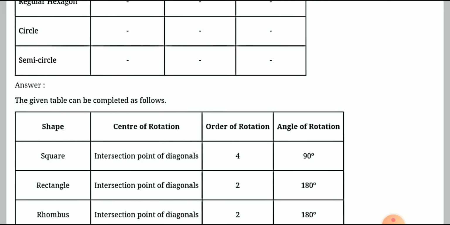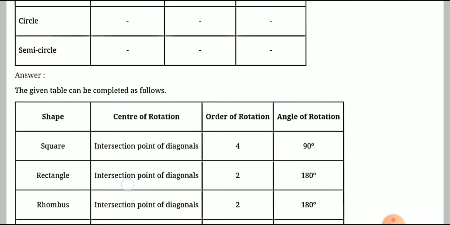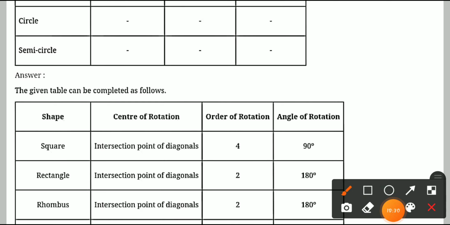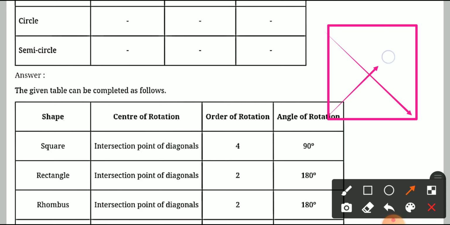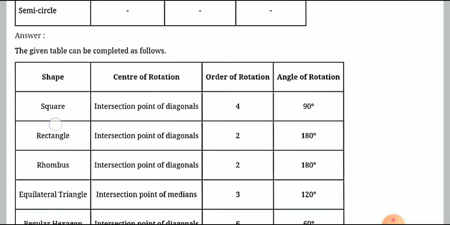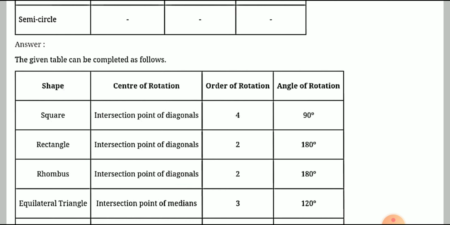Whereas if we talk about the rhombus, the center of rotation is again the intersection of the diagonals. Okay, what does it mean, intersection of diagonals? One more time I'm going to tell you about it. Suppose this is a square and the intersection of diagonals is this. Okay, the common point where the two diagonals intersect each other. Now equilateral triangle, the intersection point of medians. An equilateral triangle does not contain any diagonals, so here you have to draw medians.